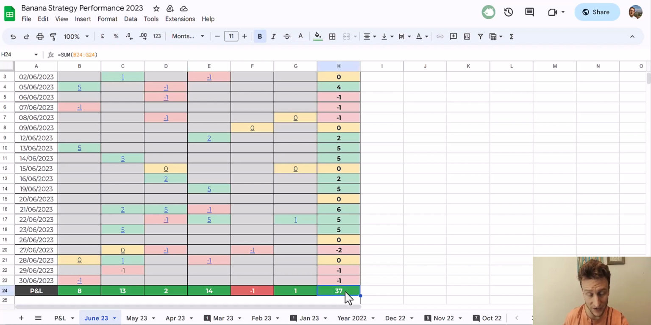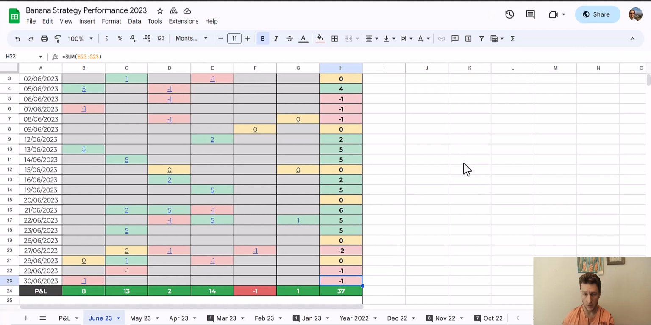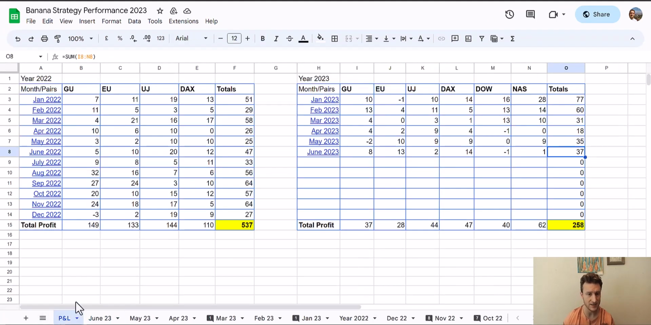But for the month, you would be up 37%. This was the worst week of the month, the last week. So up 37% for the month, and we've been tracking this over the past year and a half. So last year, 537. This year so far, about on track to match last year. 258 so far for 2023. And that's it. You see the power of the banana strategy, the banana indicator, these banana signals.